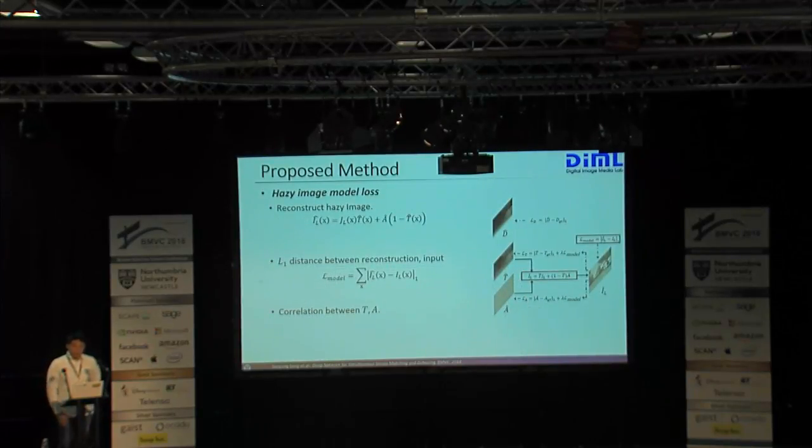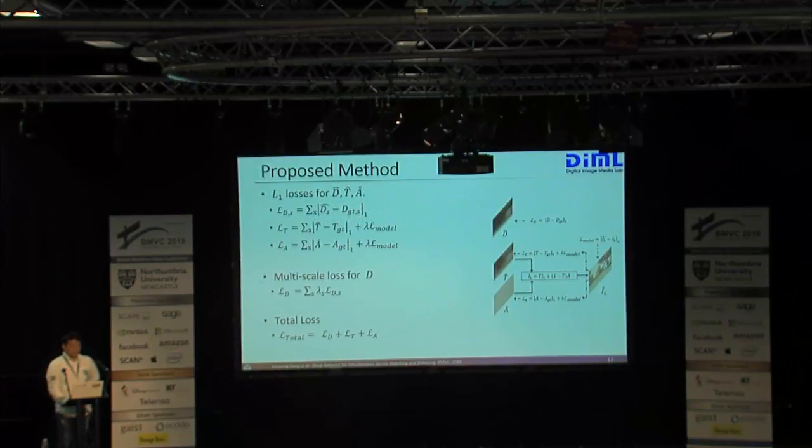Now, loss functions to train those networks will be introduced. First, I'll introduce our new loss for dehazing. We name it hazy image model loss. Using the hazy image model equation, we first reconstruct the hazy image with the ground truth clear image and the estimation of transmission and airlight. Then the loss is defined as the L1 distance between the reconstructed hazy image and the input hazy image. With this model loss, correlation between transmission and airlight is established, although they are separate network architectures.